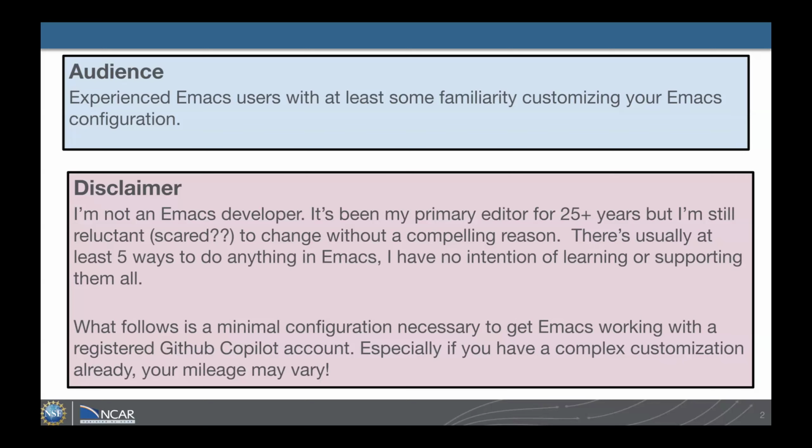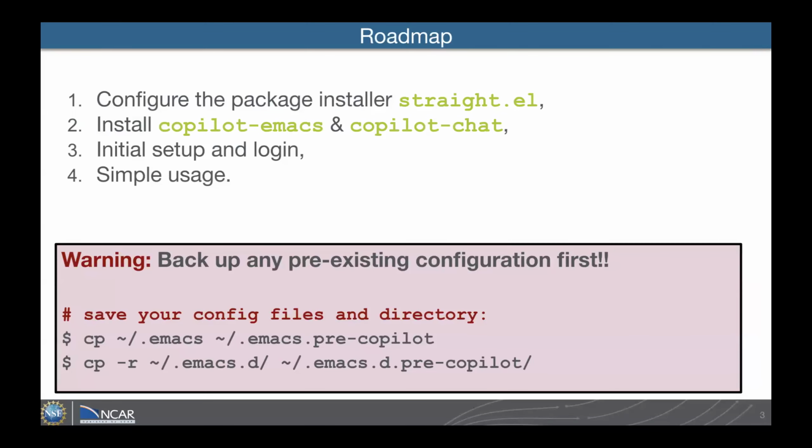I can't support them all, don't plan to support them all, so your mileage may vary. What we have here is just a minimal configuration necessary to get Emacs working. This will work on Derecho and Casper, provided you have the GitHub account we talked about. It also works on your Mac, or your local machine. I'll come back to that in a moment.